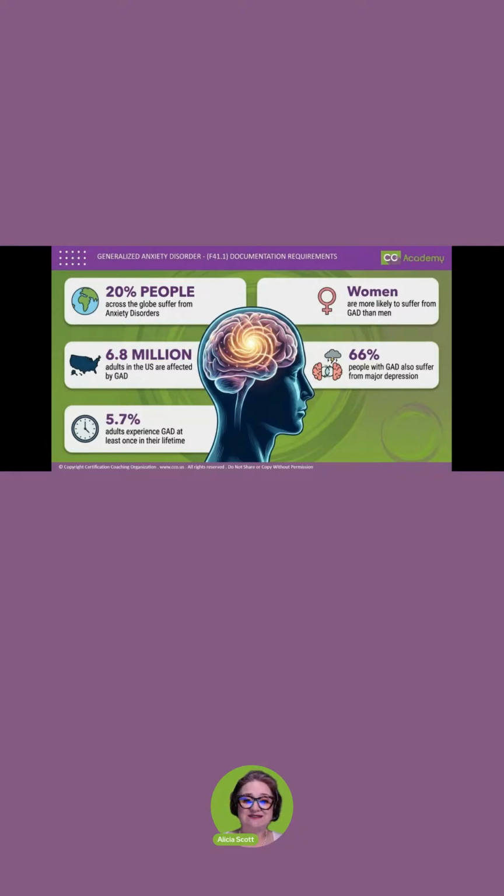So that's 6.8 million adults who are affected by GAD. About 5.7% of adults will experience GAD at least once in their lifetime, and women are more likely to suffer from GAD than men. And here's something really important: 66% of people with GAD also suffer from some type of depression. Now, the big thing to remember here is duration: 6 months.